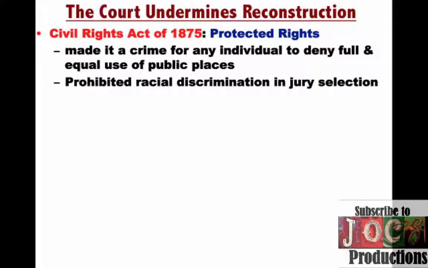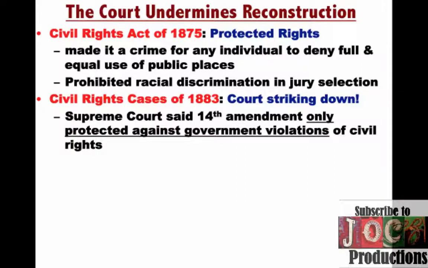A little review here. Remember the Civil Rights Act of 1875. This protected rights. And in this act of 1875, it made it a crime for any individual to deny full and equal use of public places. It also prohibited racial discrimination in jury selection. So this Civil Rights Act of 1875 was designed to protect the rights of African Americans. And in the Civil Rights Cases of 1883, the courts strike that law down.